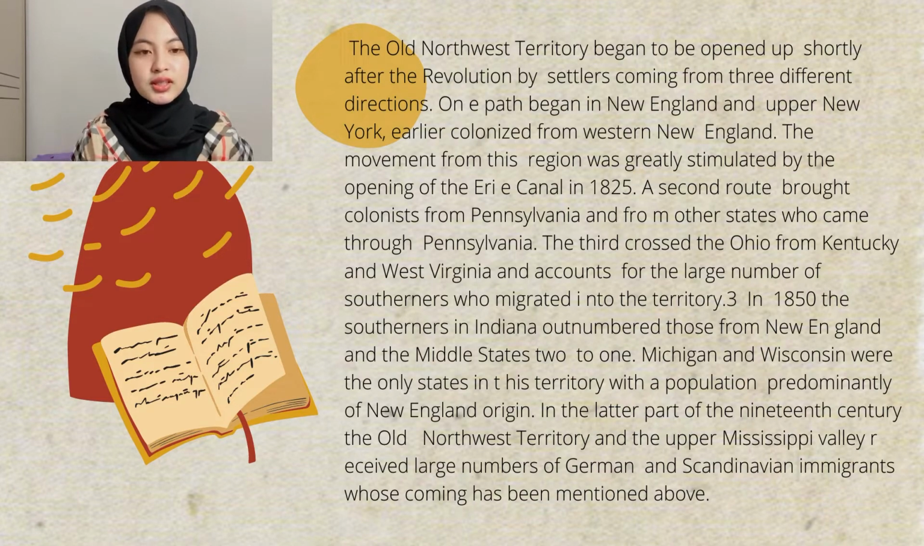In 1850, the Southerners in Indiana outnumbered those from New England and the Middle States two to one. Michigan and Wisconsin were the only states in this territory with a population predominantly of New England origin. In the latter part of the 19th century, the Old Northwest Territory and the Upper Mississippi Valley received a large number of German and Scandinavian immigrants whose coming has been mentioned above.